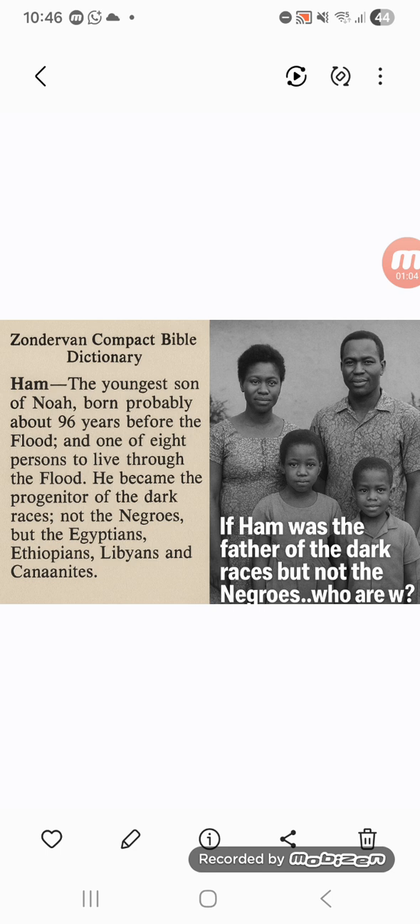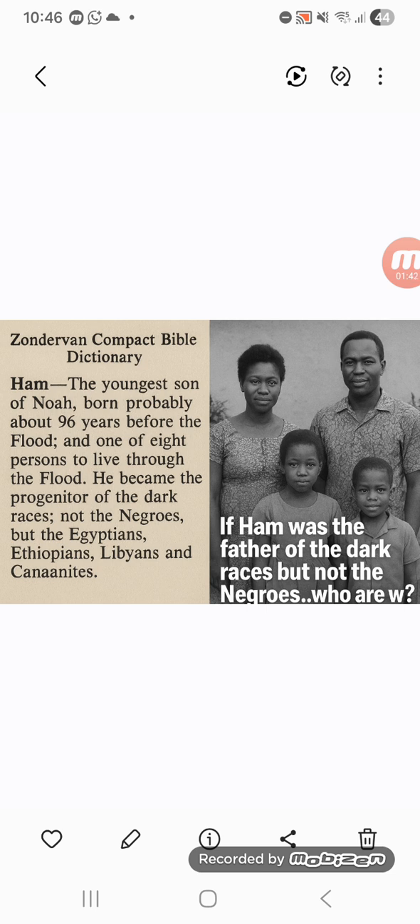I'm glad I saved it. You get this definition in the One Compact Bible Dictionary, where it says Ham. It gives a brief description and a bit of history. It says the youngest son of Noah, born probably about 96 years before the flood, and one of the 8 persons to live through the flood. It says he became the progenitor of the dark races, but not the Negroes, because the Negroes, according to the scriptures, would have been shown as a lineage of Shem.